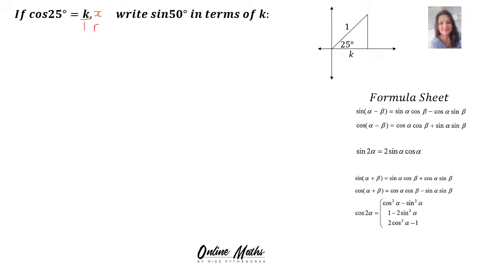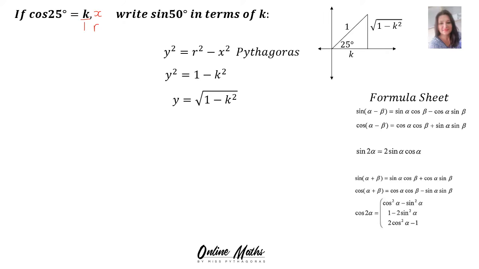Again, you are looking for y, and you use the theorem of Pythagoras. Y squared is equal to r squared minus x squared. In r's place you substitute 1, in x's place you substitute k. Therefore, you don't want y squared, you want y. So you take the square root, and then y is equal to root 1 minus k squared. Now you've got everything. Let's go back to the sum. The sum was sin 50.